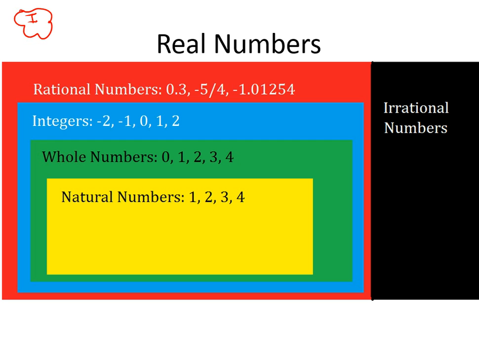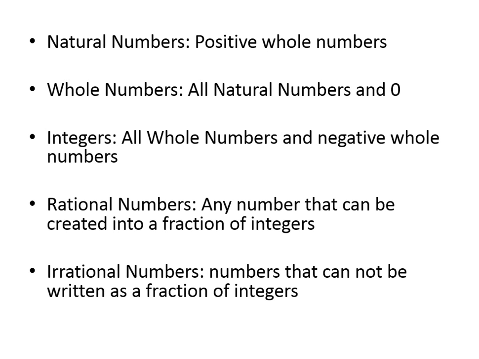Okay, so real numbers are broken down into different groups. Here's kind of what it is. You've got different bubbles within bubbles. The first thing is your natural numbers. Natural numbers are positive whole numbers. So any positive whole number you can think of is a natural number: 1, 2, 3, 4, 1,000, 3,000, 34, 84, 65. All those are natural numbers.